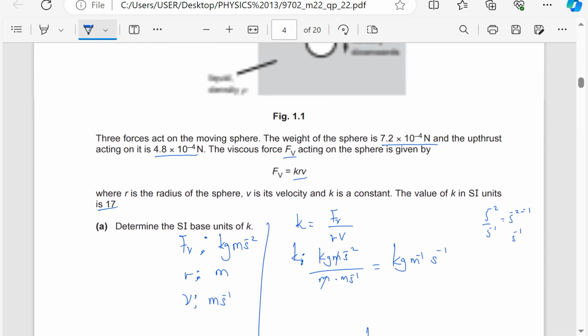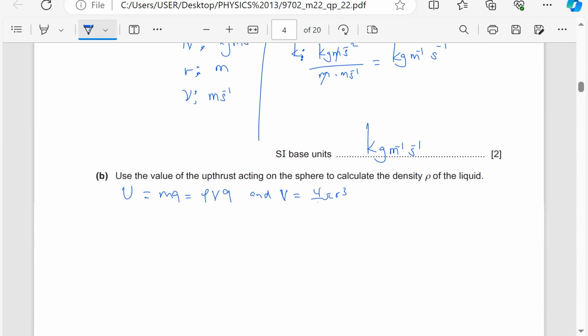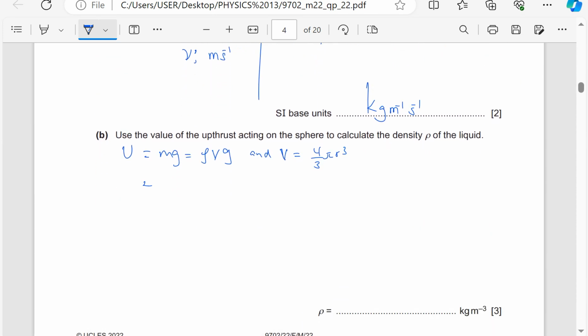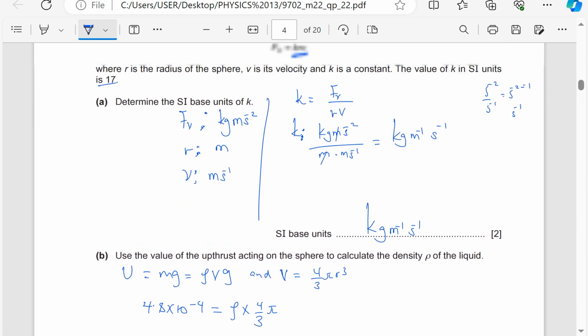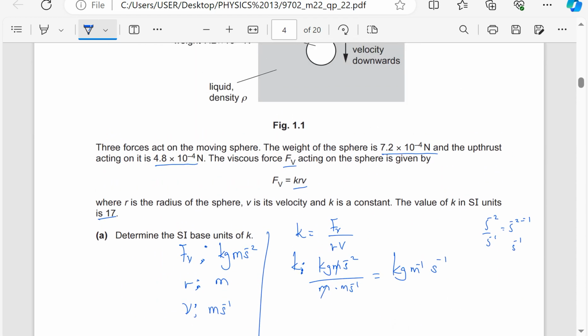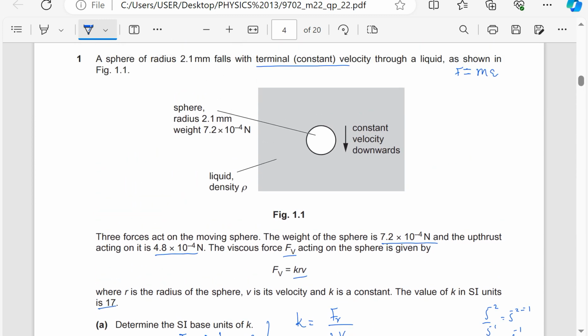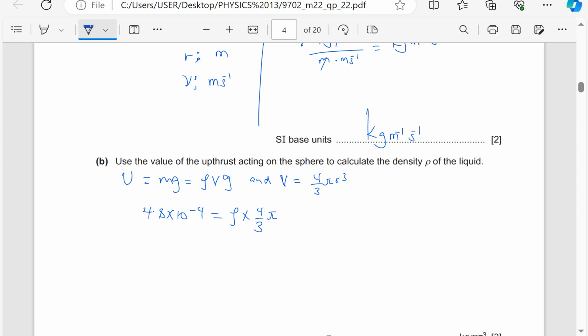They gave us upthrust as 4.8 times 10 to the power of minus 4. So I will simply say 4.8 times 10 to the power of minus 4 is equal to the density of the liquid times the volume, which is 4 over 3 pi. What is the radius? The radius is 2.1 millimeters, so times 2.1 times 10 to the power of minus 3, raised to power 3. That is the volume, then times g, which is 9.81.